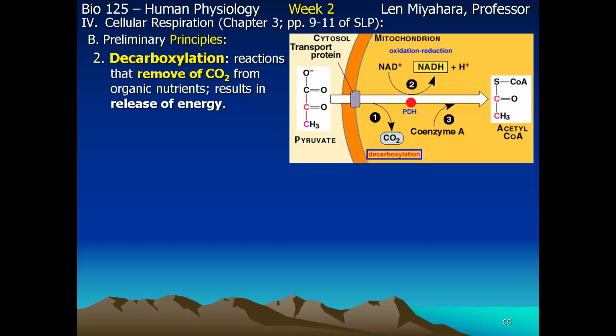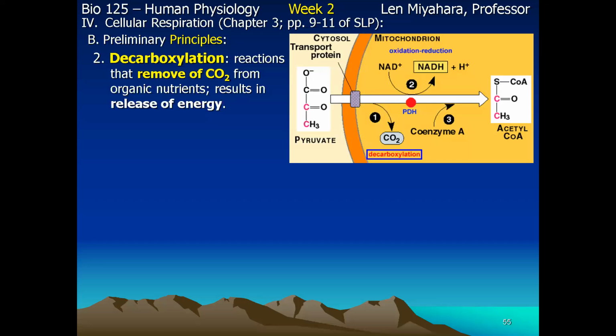Now, of those 6 carbons, we are eventually going to break them all off into CO2s, and we're going to do it one at a time. 6 times, we're going to get 6 CO2s, and every time that is a decarboxylation reaction, you're losing a carbon, that is actually catabolism.